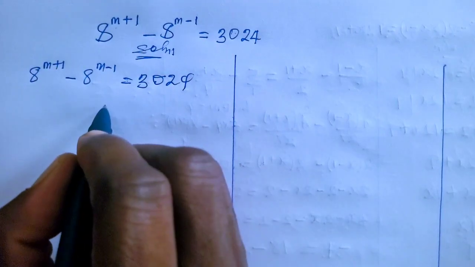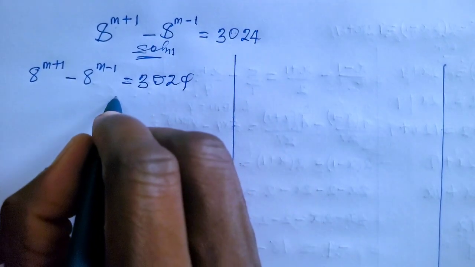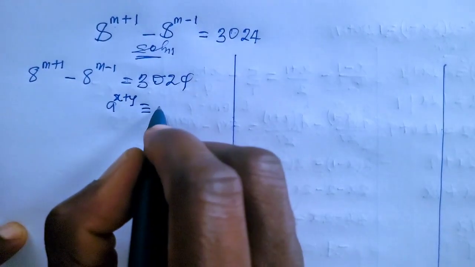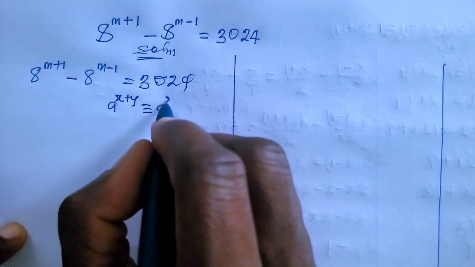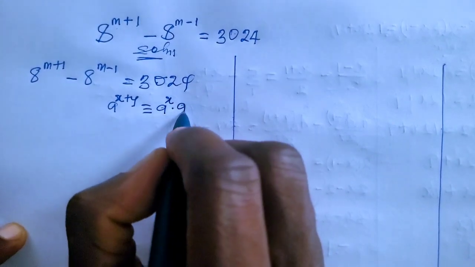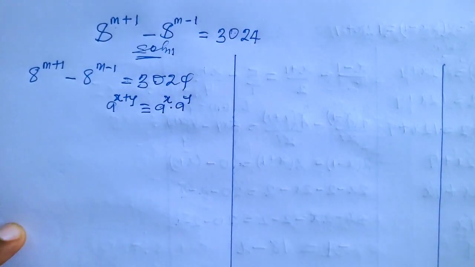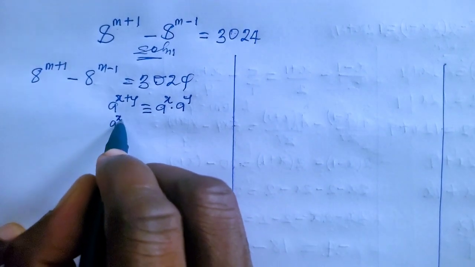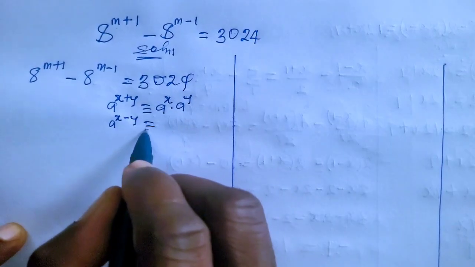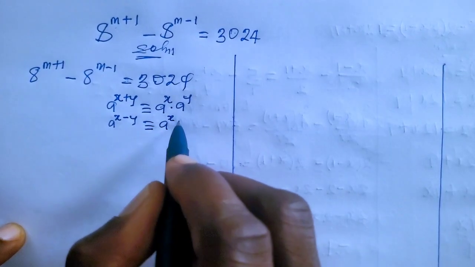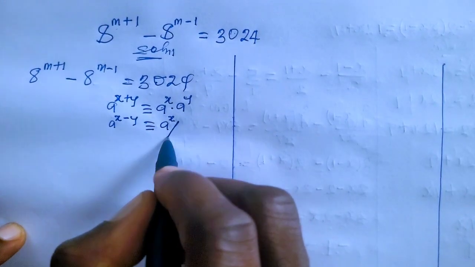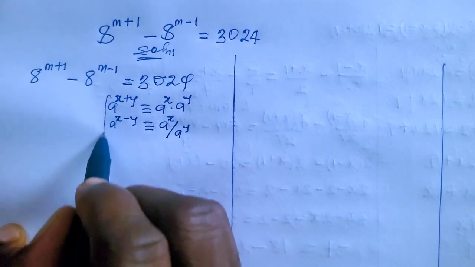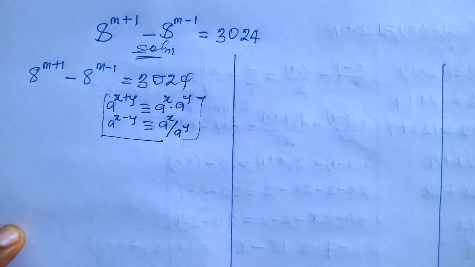First, you need to note that if you have a to the power of x plus y, this is equivalent to a to the power of x multiplied by a to the power of y. And also, if you have a to the power of x minus y, this is equivalent to a to the power of x all over a to the power of y. This is from indices laws.